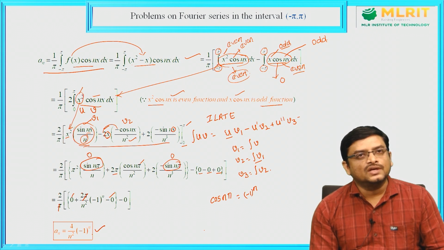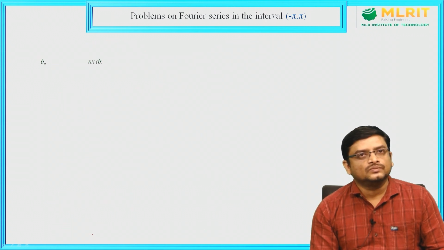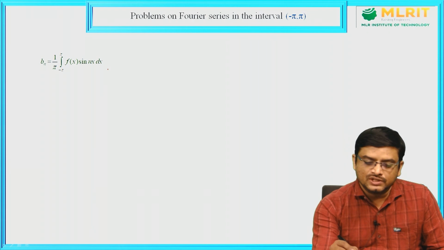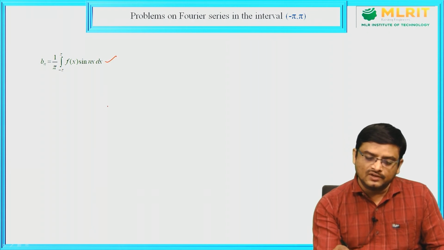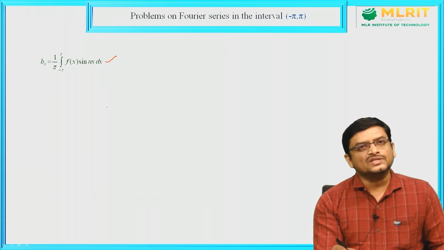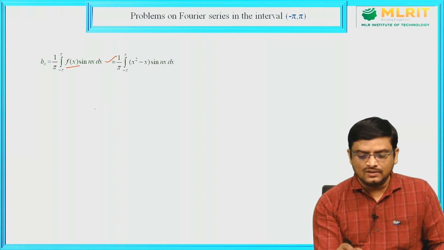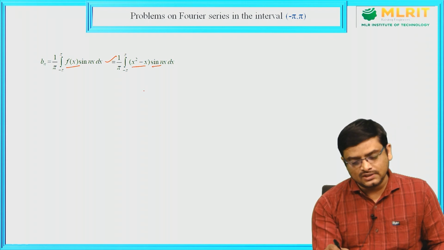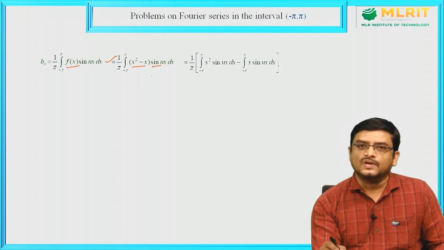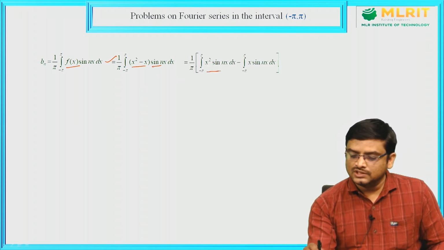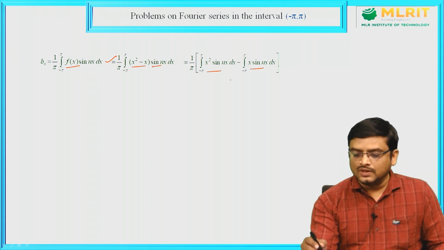Now we will go for the last coefficient, that is bn. So bn is equal to, this is the standard formula to find the bn value. Here also you follow the same procedure that we followed to find the an value. So replace f of x by its function value, that is x squared minus x. Then remove those brackets by multiplying with sin nx, and then apply the integration separately for each term. So this is the way, similar to the previous one.